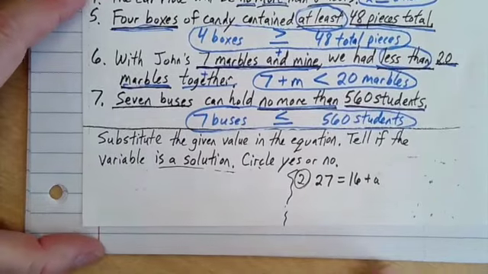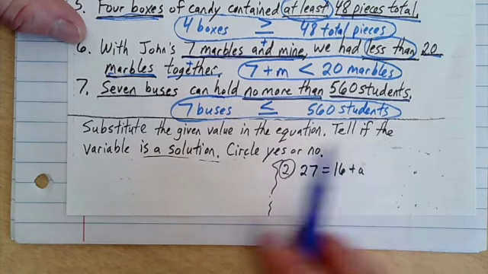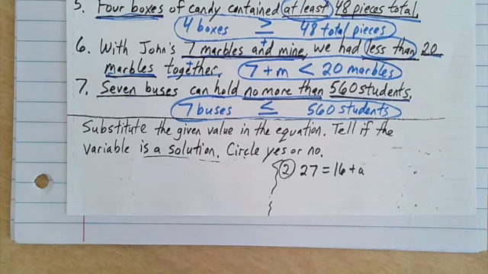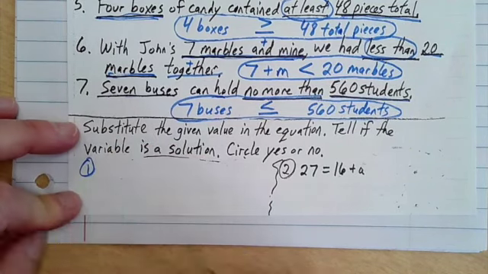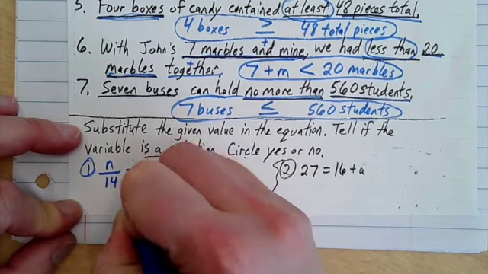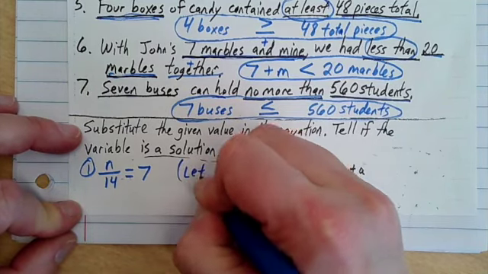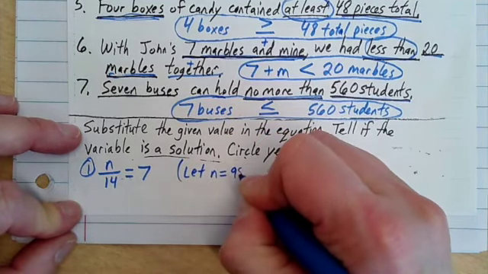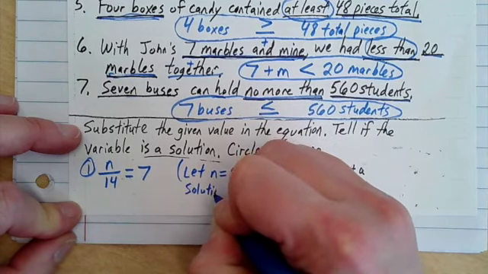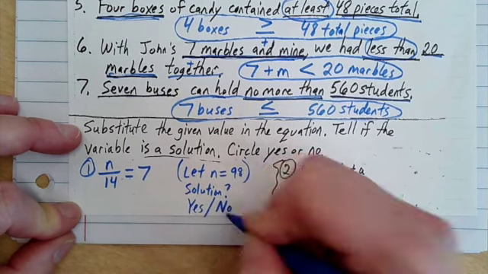The next part of the instructions, you're going to see substitute the given value in the equation and then tell if the variable is a solution. You need to circle yes or no. So here's the example. Number 1, I'm going to write it. The example is n divided by 14 equals 7. And then over here, the parentheses say you need to let n equal 98. And then they're going to say, is this a solution? Yes or no.